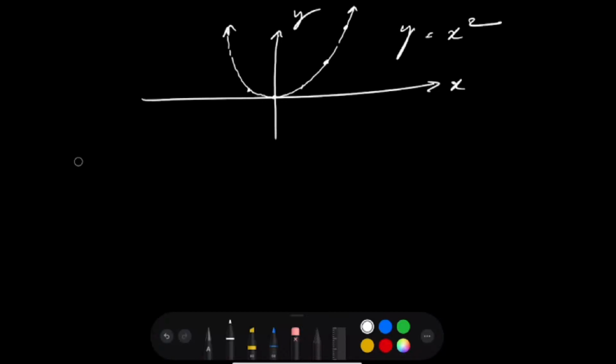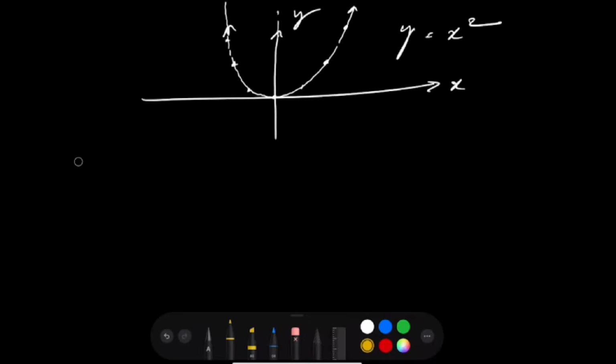Whereas minus 1 squared is also plus 1, minus 2 squared is plus 4, minus 3 squared is plus 9. That's why this graph is also symmetric about the y-axis, because the value of y will be the same on the positive side of x as well as on the negative side of x, and it will be symmetric. So this is the graph.